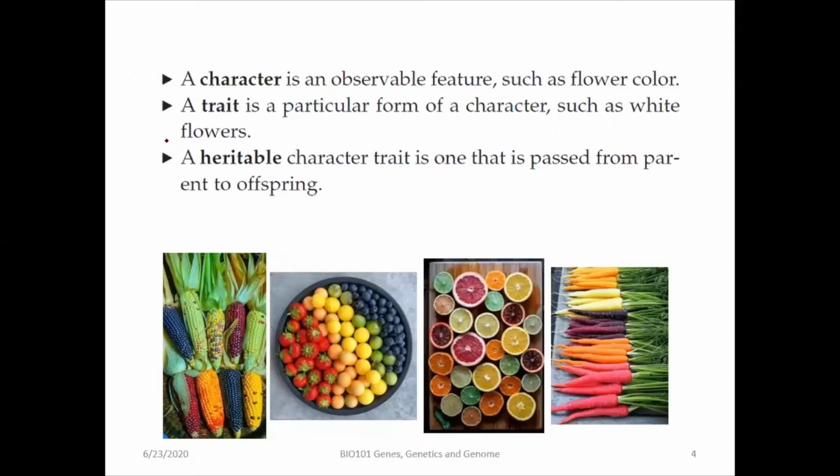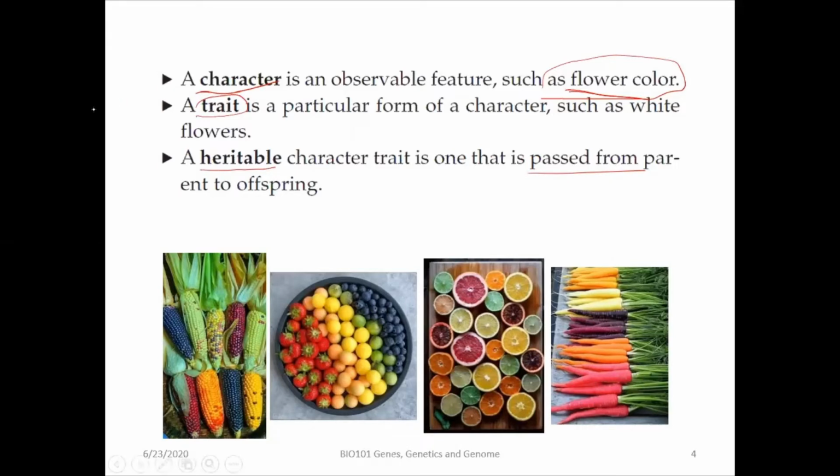Before we move on, we are going to define terms. When we say character or trait, an observable feature is called a character. For example, flower color is a character. Height of plant is a character. Seed shape is a character. And a trait is a more refined form of character. If we are studying flower color, then you have traits in flower color. Flower color can be white, red, purple, or different colors. So traits and characters are basically interlinked. And a heritable character is the one that is passed from parents to offspring.